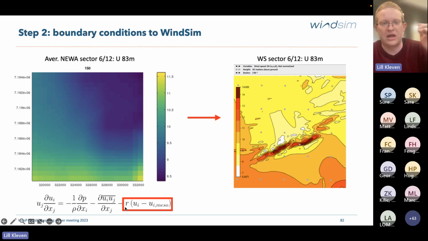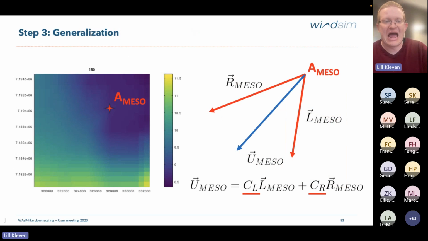And we've also used a nudging technique to help correct for the difference in physics between the two models. So we use modest nudging to force the wind field to be closer to the sector averaged mesoscale field. And then comes the WASP terminology. So in the same way as you would produce a wind atlas using WASP, you first have to perform the so-called generalization of the mesoscale data.